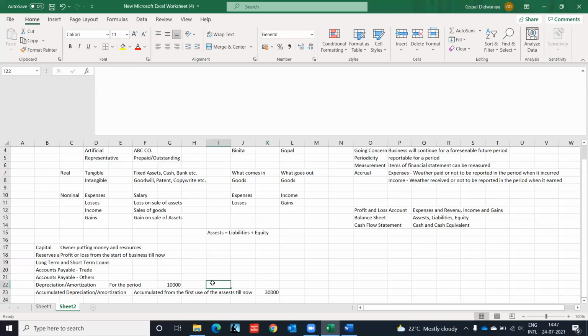Accumulated depreciation is a contra assets account, while depreciation is an expense account. What is a contra asset? Let me explain. An asset is something from which you are going to get economic value from today's expenses. Let's say I'm purchasing a mobile today. It is going to give me the benefit for the next 2 years. If the company purchases a computer, laptop, or desktop today, it is going to give economic benefit for the next 2 or 3 years in the future. This is called an asset.